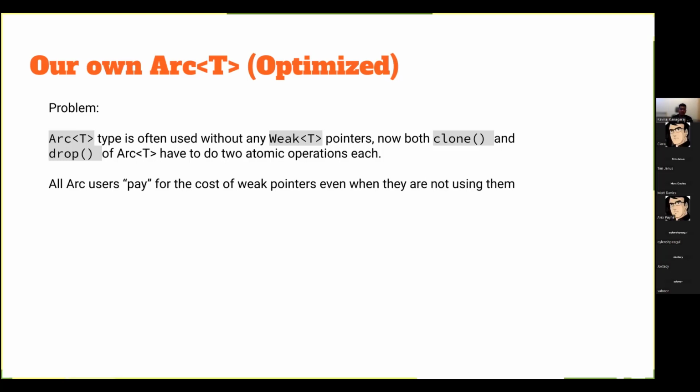And also a drop. Whenever any Arc clone goes out of scope, which calls drop internally, it has to touch 2 atomic counters because it has to update this total count. So the basic problem here is: why do all the Arc users have to pay for the weak pointers? Can we do something better?